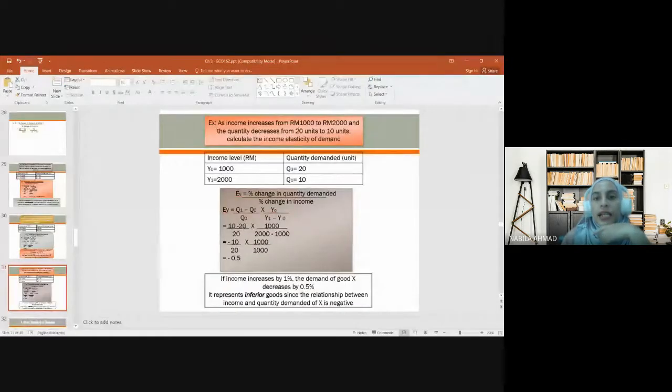And then as income increases from 1,000 to 2,000, the quantity demanded reduced from 20 to 10. Calculate the income elasticity. So kita identify and then kita kira dapat negatif 0.5. So bila dapat saja negatif, kita tahu barang ni barang inferior. Okay, as income increases by 1%, the demand for good X decreases by 0.5%. So kalau kita kira-kira dapat value kosong, itu barang necessity. Okay, boleh faham tak? So kalau kita cari income elasticity, kita cari 4 jenis barang. Ya, formula dia kita tukar daripada price, kita tukar kepada income lah.